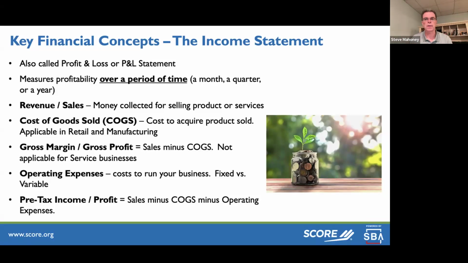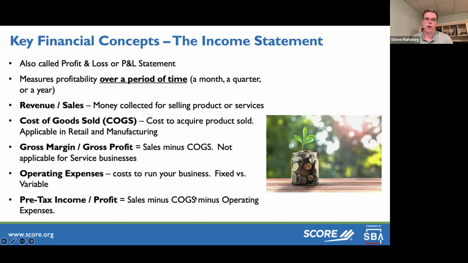Cost of goods sold, sometimes abbreviated to COGS, is the cost to acquire a product that you're selling. So this is really applicable if you're in the retail or manufacturing space, or if you're buying something and reselling it. If you're in the services business, cost of goods sold isn't really a concept because you are selling your time, you're selling your services. A cost of goods sold might be if you were manufacturing something in a machine shop, or you were buying something and reselling it for a profit after you added something to it. So cost of goods sold is really applicable to that retail and manufacturing environment.